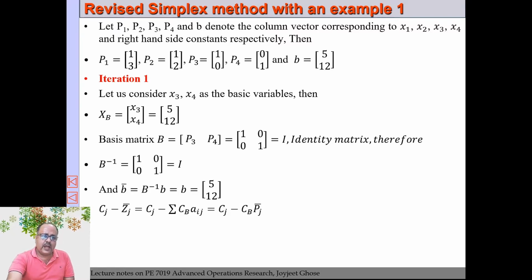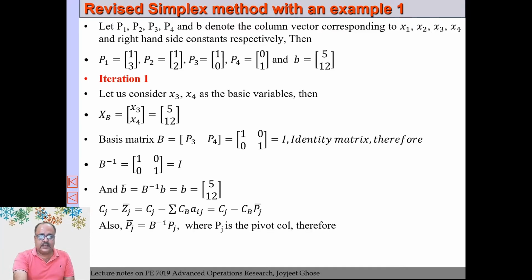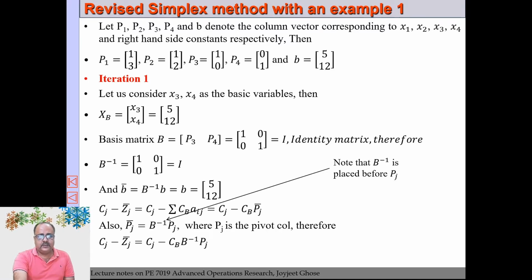Okay, so now once we have found B inverse, I have to find out Cj minus Zj bar. This B inverse is required to find Cj minus Zj bar. So Cj minus Zj bar is equal to Cj minus summation of Cb Aij, which is basically equal to Cj minus Cb Pj bar. Now what is this Cb? Cb is a row matrix. I'll come to Pj bar later, so first let me explain.